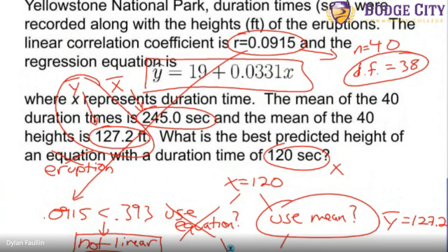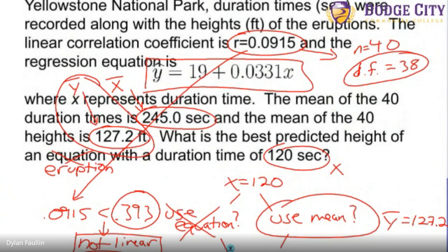They give you a value for r. Remember, the closer it is to 0, the less likely it's a linear relationship. So this is pretty low. It's pretty close to 0. I went through the formal process of checking it against the critical value, but I kind of knew just looking at it that there was no chance it was going to be linear, because it's such a small number.